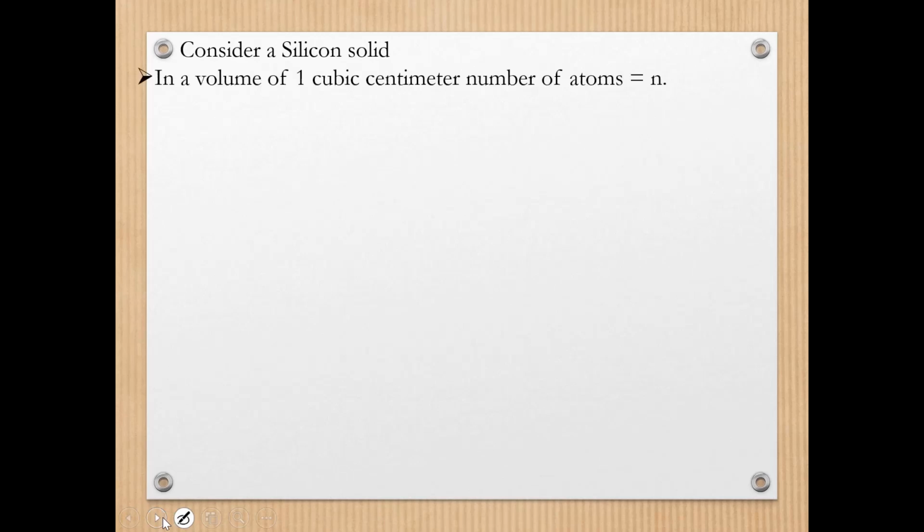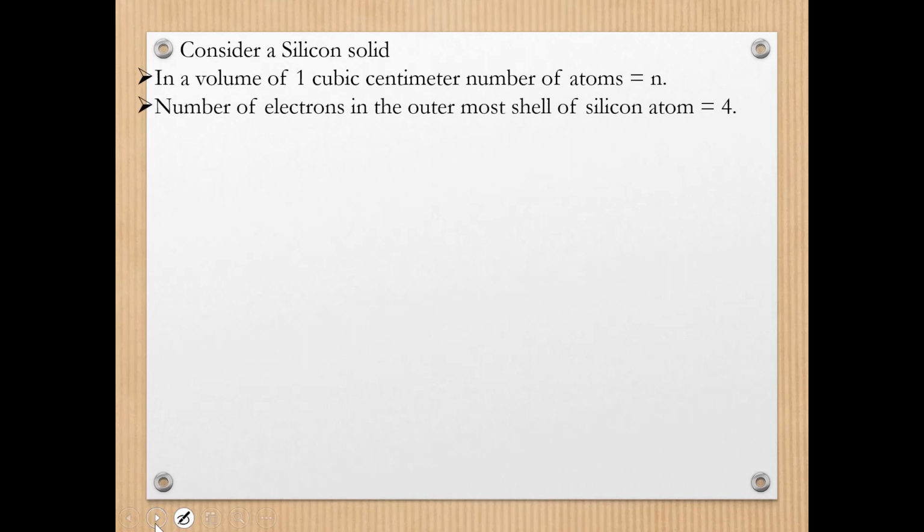Let us consider silicon solid in a volume of 1 centimeter cube. We have n number of atoms. I have shown that the number of atoms is 5 into 10 to the power of 22. Now, the number of electrons in the outermost shell of silicon: as you know, the electronic configuration is 1s2, 2s2, 2p6, 3s2, 3p2. In the outermost shell we have 4 electrons.